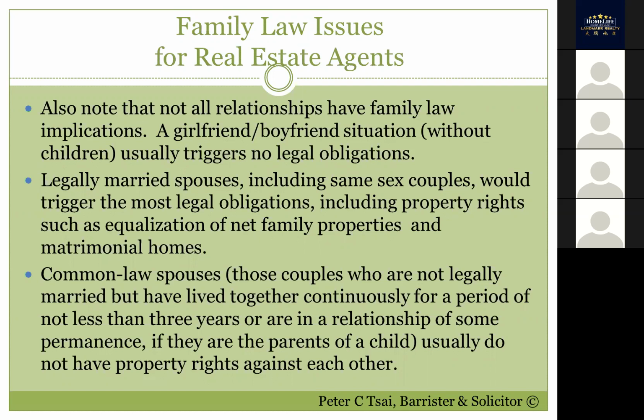Okay, common law spouses are usually defined as those couples who are not legally married, but have lived together continuously for a period of not less than 3 years, or are in a relationship of some permanence. If, for example, they're parents of a child, they usually do not have property rights against each other. So legally married spouses are at the top, and then common law spouses, and then you have the boyfriend, girlfriend situation at the bottom, in terms of legal obligations and rights.